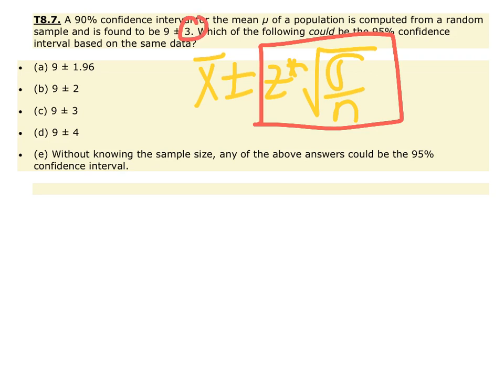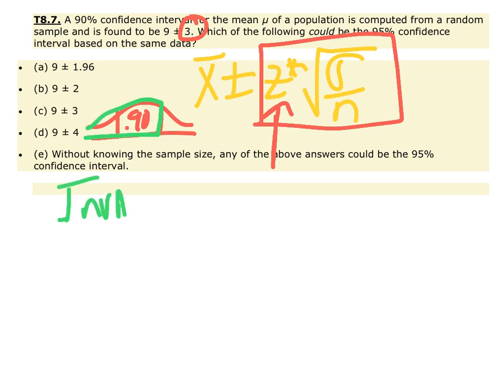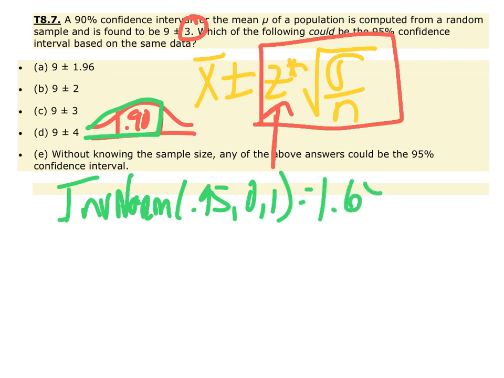I know it's 90% confident, so what I can do is go ahead and compute the z critical value for 90% confidence. Again, if we're doing 90%, we want 90% of the curve, but we need it from all the way down here, so we need 95. If you do an inverse norm of 0.95, 0 and 1, you are actually going to get the critical value of 1.645. So let's go ahead and put z is 1.645.